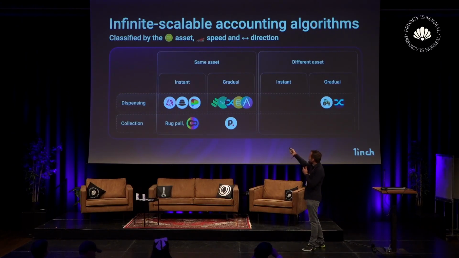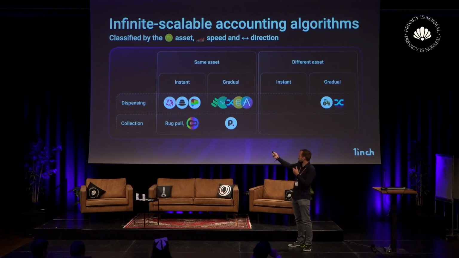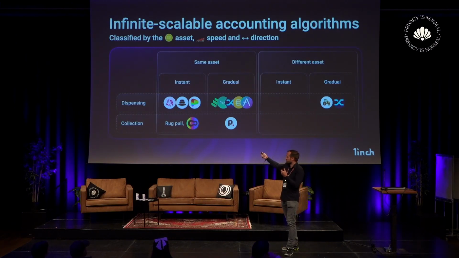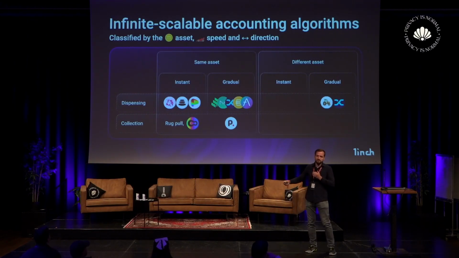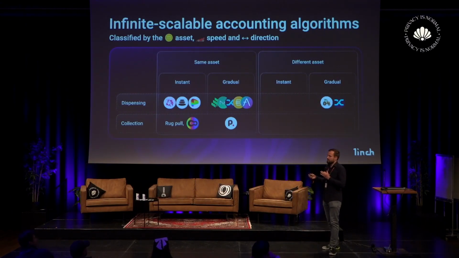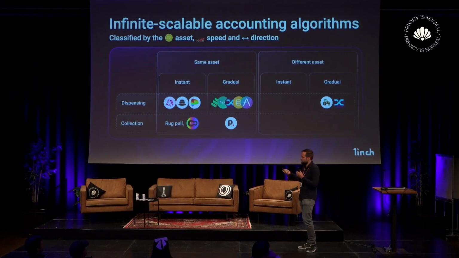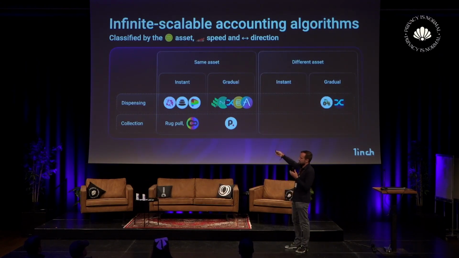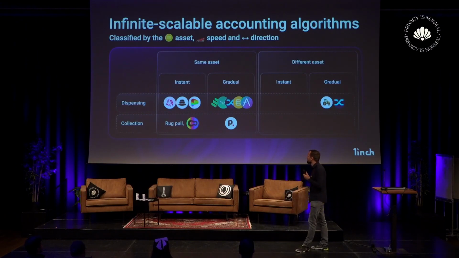If we discuss same asset instant collection, it's basically rug pull, options, and probably insurance protocols. So whenever an oracle decides that all the insurance sellers or options sellers should be charged, they will be charged with one transaction. So this happens instantly. It's collection, proportional from every participant, and it's in the same asset, which is the nominal.